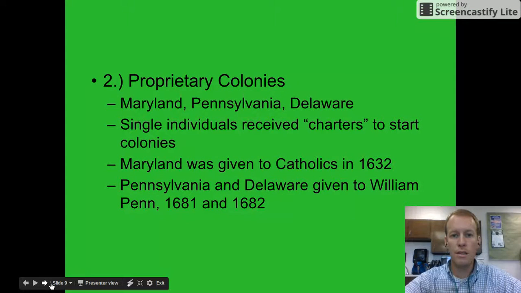Charters were granted to individual people or groups, and they were given this land to use as they saw fit. For example, Maryland was given to the Catholics in 1632, hence the name Maryland after the Virgin Mary. Pennsylvania and Delaware were given to William Penn in 1681 and 1682. William Penn started these colonies as a habitation for the Quakers.